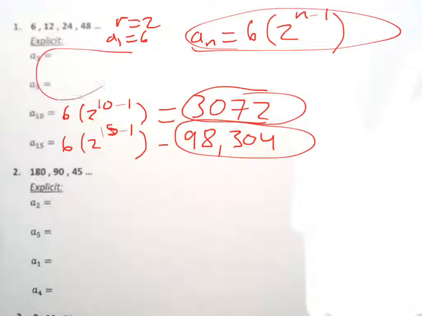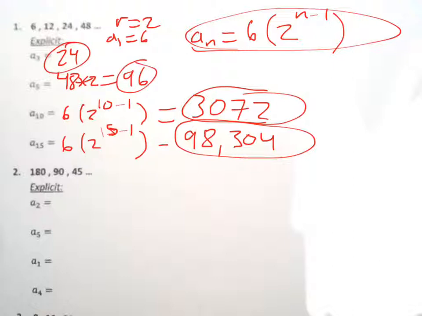And now you can get the rest of these, a sub 3, a sub 5. To get a sub 3, you just go to the third term in the sequence, which is 24. To get a sub 5, I'm going to take this last number here, number 4, and I know the pattern is times by 2, so I'm going to take 48 times by 2, which is going to be 96.